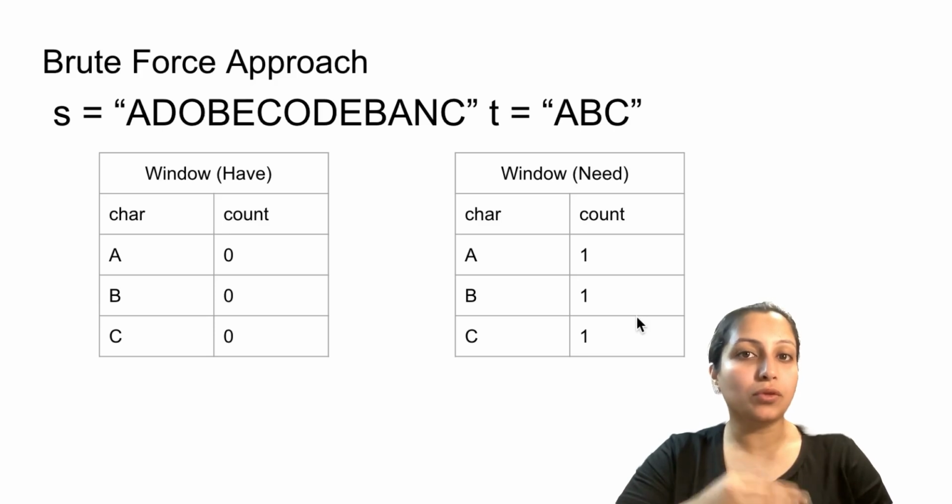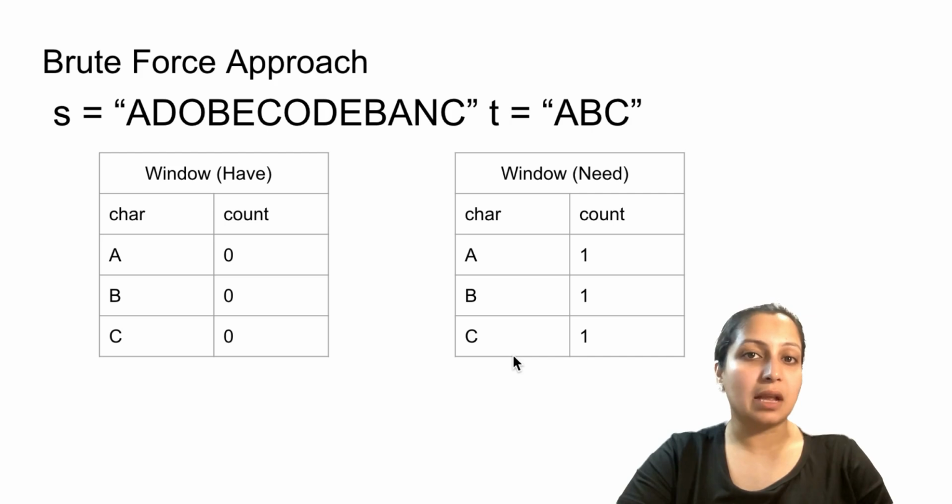What would be the brute force approach to solve this question? We keep all the characters as well as their counts from T in a hash map or a dictionary for what we need. And we can have a hash map for the characters from our string S and the character counts from there. We need to tally the count of only those characters which are present in T and nothing else, right? And we need to find the minimum length substring.